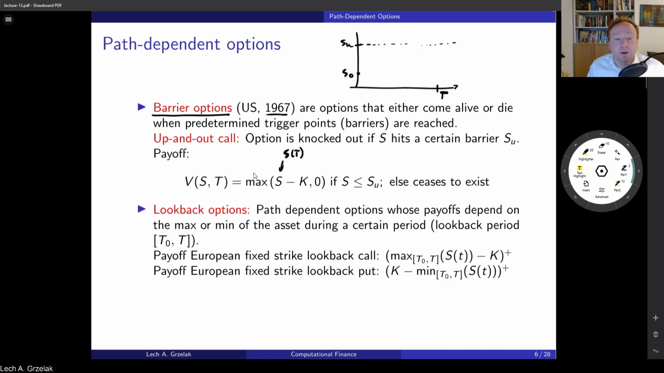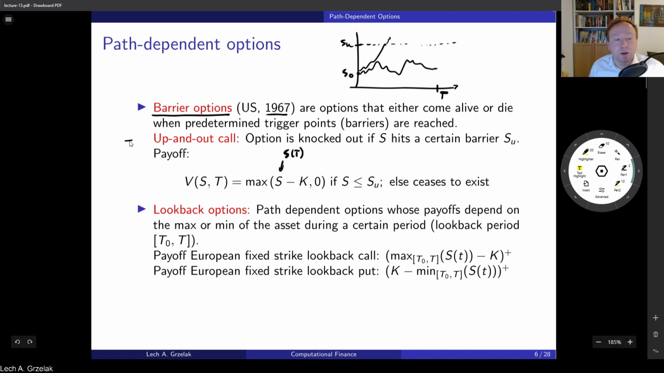And you will only get the value of a call if, over the whole lifetime path, you did not exceed level SU. Otherwise, it will be an up-and-out call. This means once it's up, once it exceeds the level, if once in the history of the path the level has been exceeded, then you're out. This means that the value is just zero. This is an interesting payoff because we still have a payout at the maturity, which is a European contract. However, whether you will get this value or not will be determined by the whole history of a stock from time t0 until the maturity.